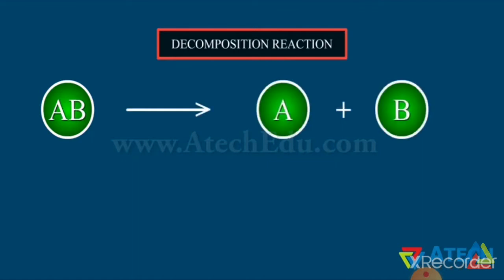Now decomposition reaction. Decomposition means breakdown of a single reactant. Here AB breaks into A and B. The products will be A and B. So AB decomposes into A and B. This is called decomposition reaction.